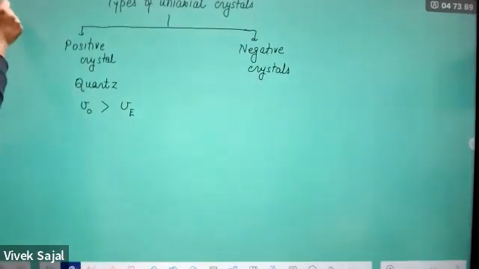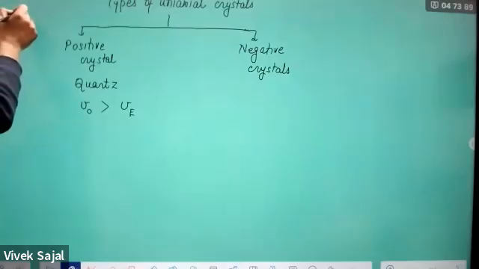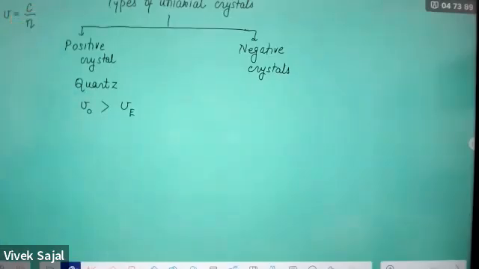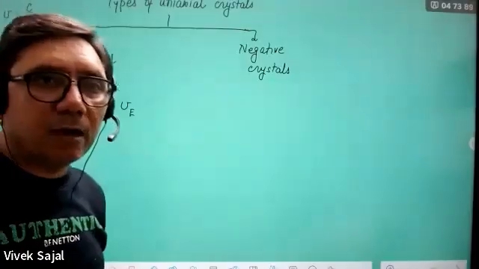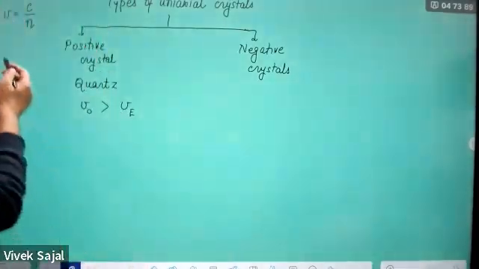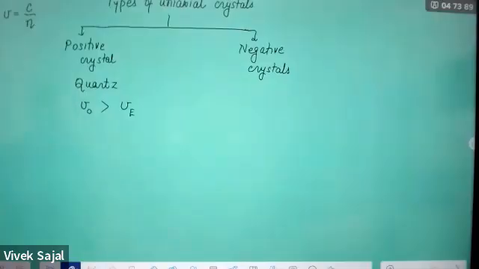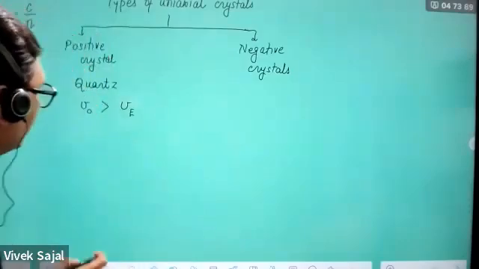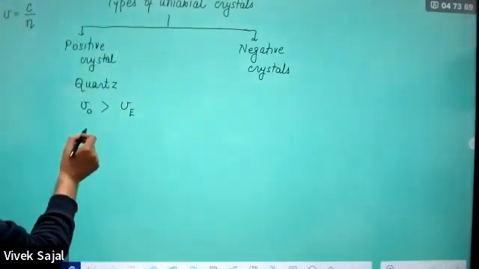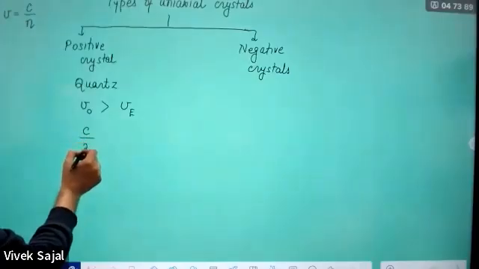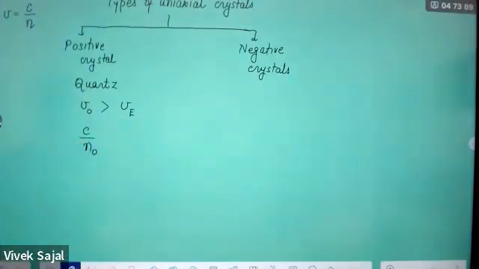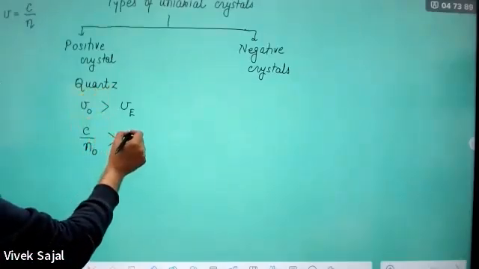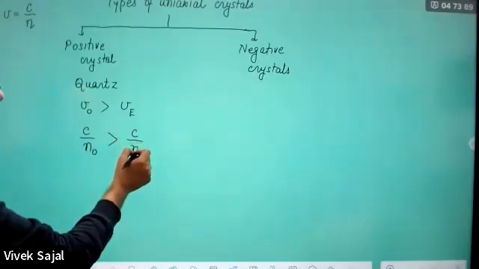Now you are aware that the speed of light in a medium V is given by C upon N, where N is the refractive index of the medium. So how do you define refractive index? Refractive index N is equal to C upon V. So the velocity of the light in a medium will be C upon N. So try to understand what VO will be. VO will be C upon the refractive index of ordinary light in the doubly refracting medium like quartz. That will be greater than C upon Ne.